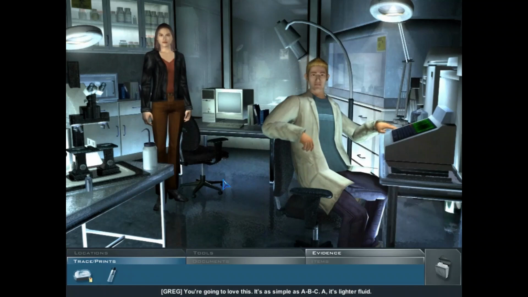You're gonna love this. It's as simple as ABC. A, it's lighter fluid. B, it's not lighter fluid. It's from the fuel oil number 1 family. Or C, it's both.